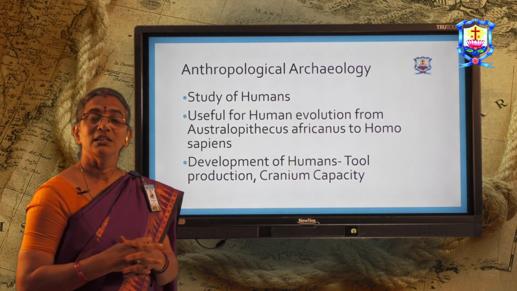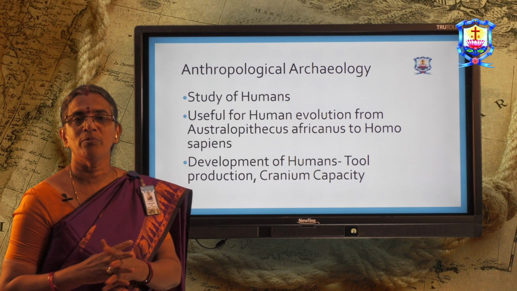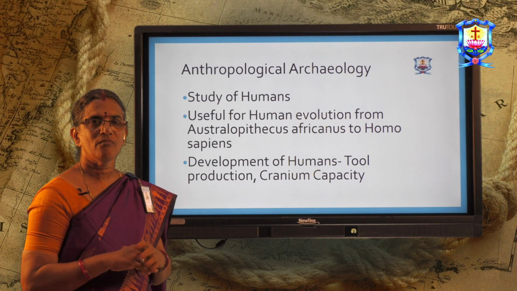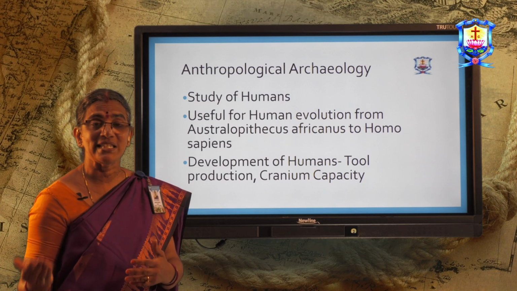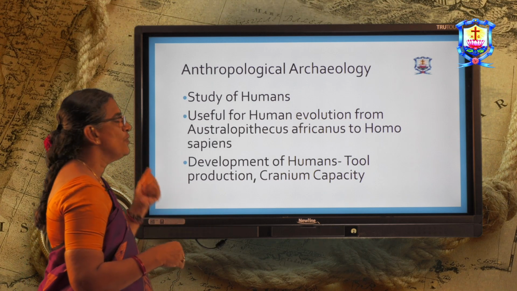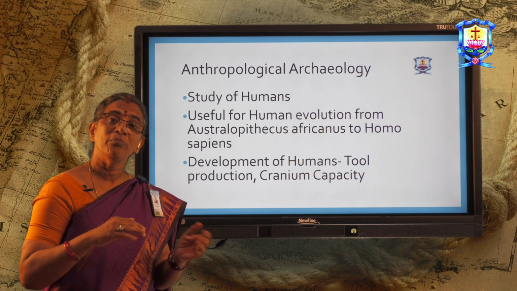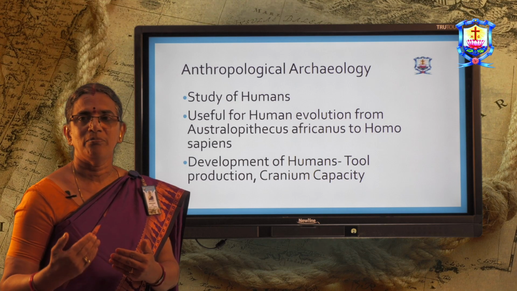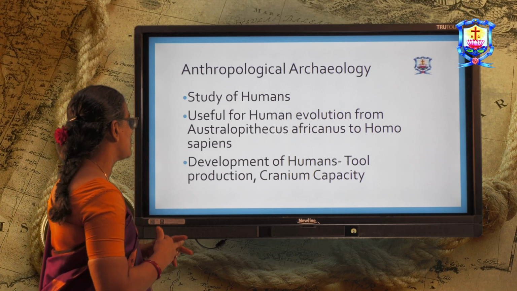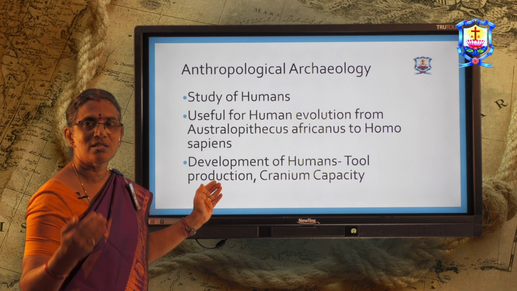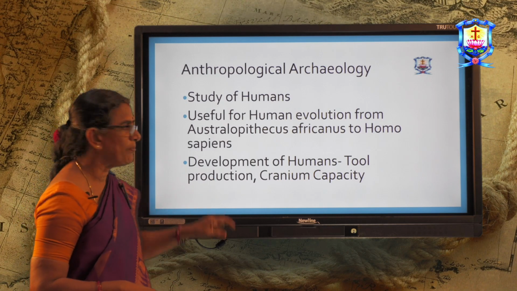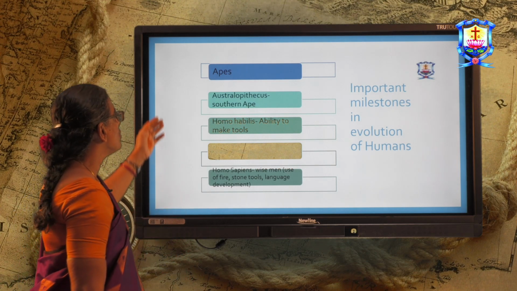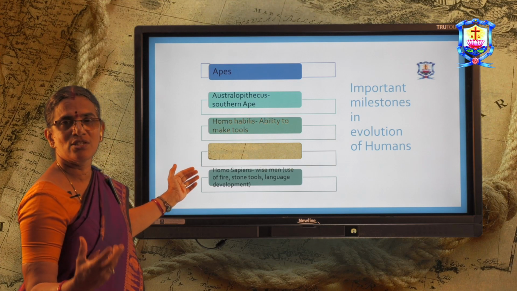Okay. Then comes the third main relationship with another subject, which is anthropology. Anthropology is the study of humans. Anthro means human, and logos means scientific study, so it is the scientific study of humans, the present human. This is very useful because in archaeology we have paleoanthropology. We study human evolution from the past and how it plays a very significant role in the modern day also. As archaeologists, we are especially interested in tool production and the cranium capacity of human beings. To give it in a simple nutshell, these are all important landmarks or milestones in human evolution.